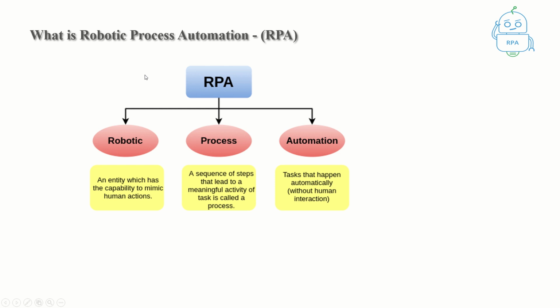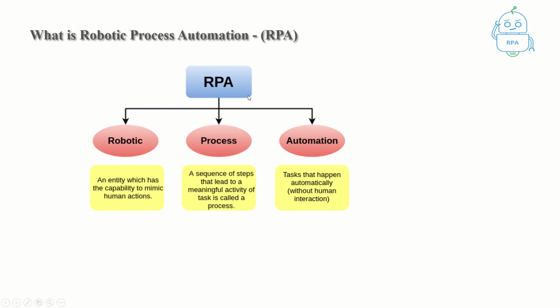Okay, RPA stands for Robotic Process Automation, a process that uses robots to automate business operations. RPA eliminates repetitive tasks, increasing efficiency and reducing errors. Word-wise, robotic means an entity which has the capacity to mimic human actions. The process is nothing but a step-by-step procedure. And automation is a task that happens automatically without human intervention. All three together you can call RPA.